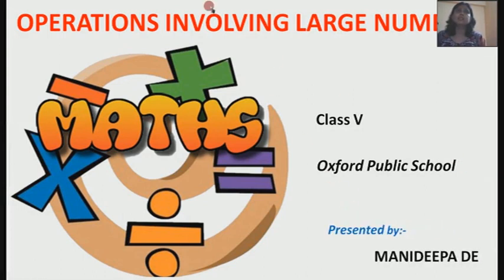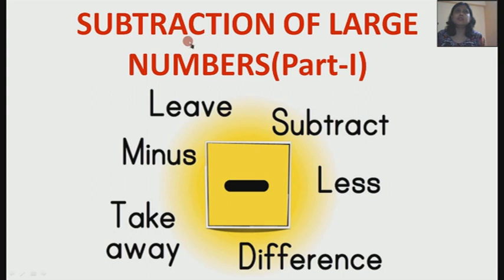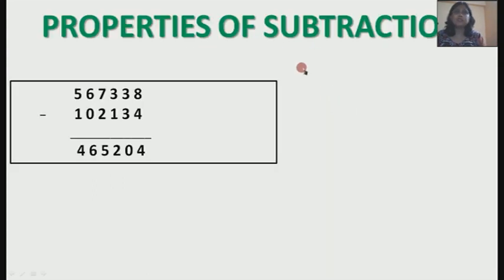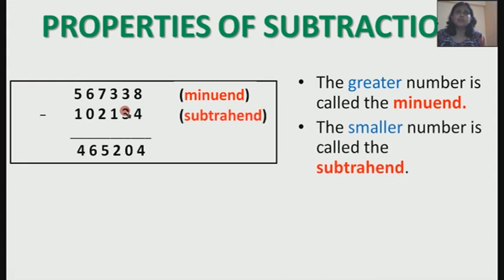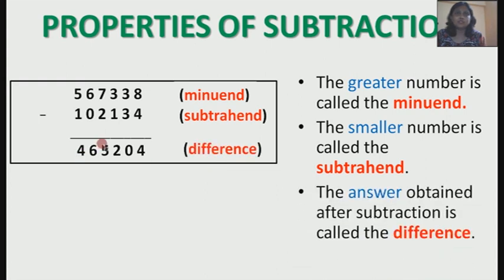Now, under the chapter Operations Involving Large Numbers, today we are mainly going to concentrate on subtraction of large numbers. Let's first recapitulate the properties of subtraction. We all know that the greater number is called the minuend. The smaller number is called the subtrahend, and the answer that we get after subtraction is called the difference.